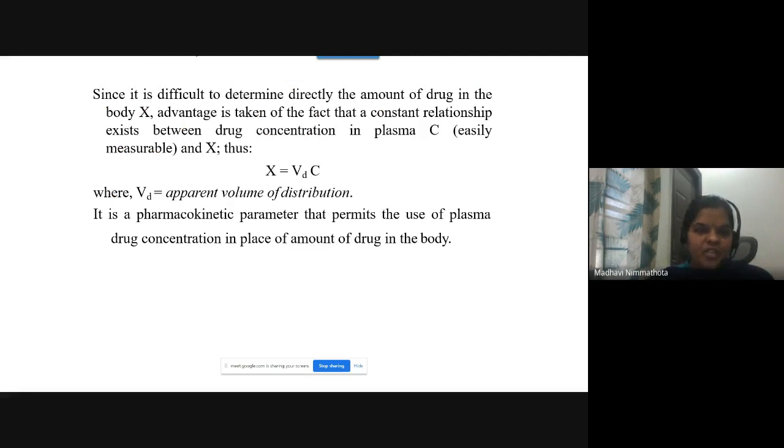Since it is very difficult to determine directly the amount of the drug available in the body, you take advantage of the fact that there is a constant relationship between the drug concentration in the plasma and x. Thus you can calculate the volume of distribution, Vd. It is a pharmacokinetic parameter that permits you to use plasma drug concentration in place of the amount of the drug in the body.